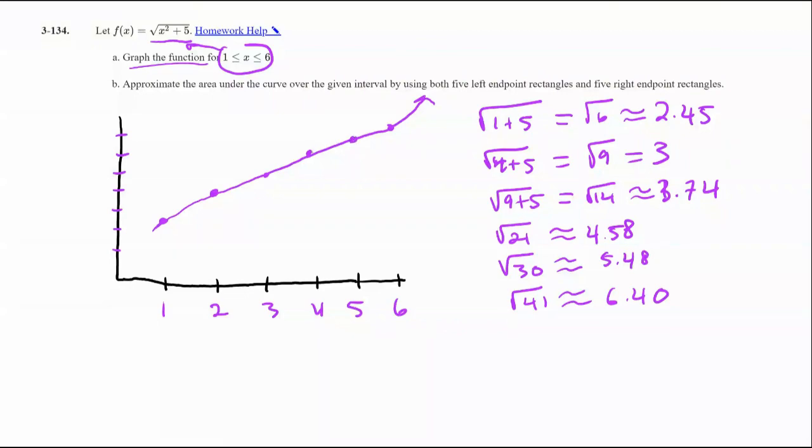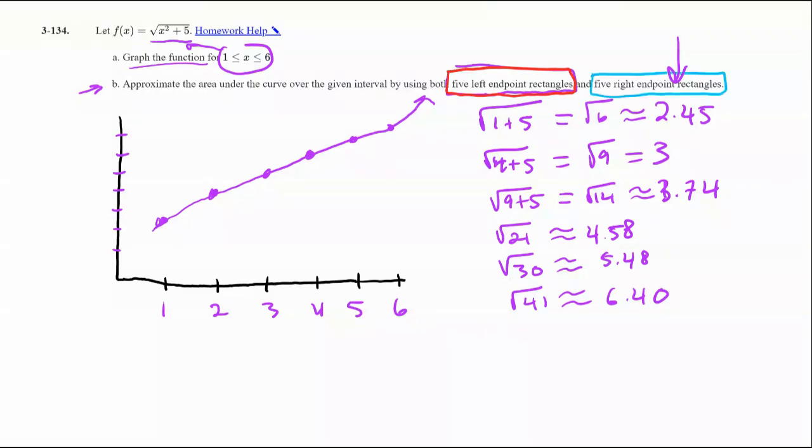Again, what's really important when we're solving this is a little bit less of the graph itself. That's going to give us the visual, but really what's important is these y values. Because when we're talking about these y values, it's going to help us answer letter B here. Because it says to approximate the area under the curve given the interval by using both 5 left endpoint rectangles and 5 right endpoint rectangles. So I'll do the left side here in red and the right side here in blue.